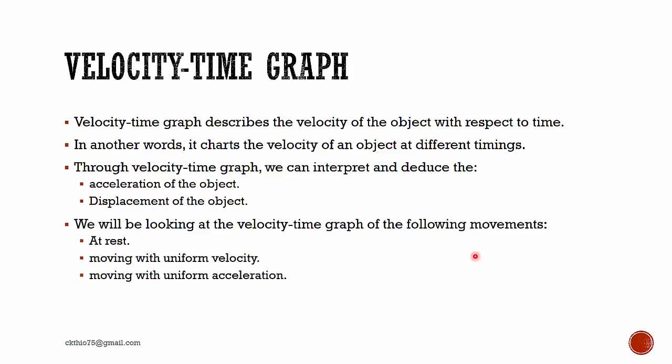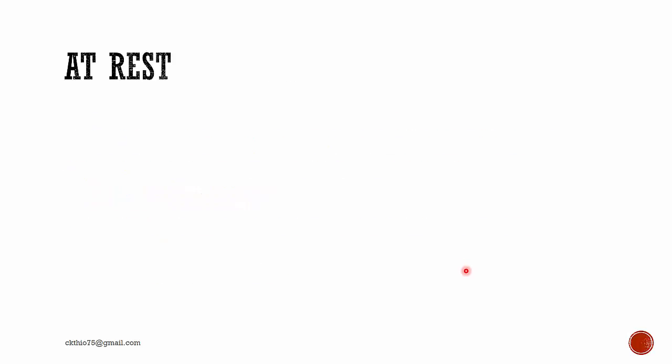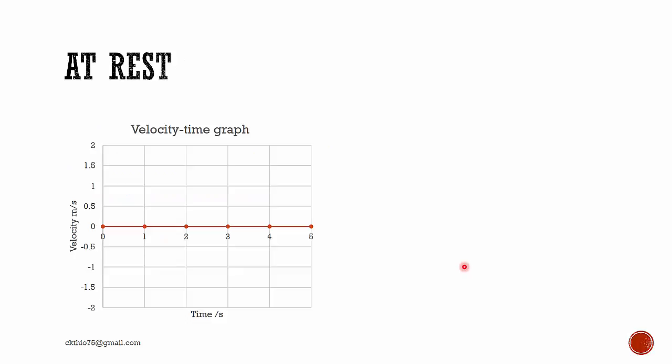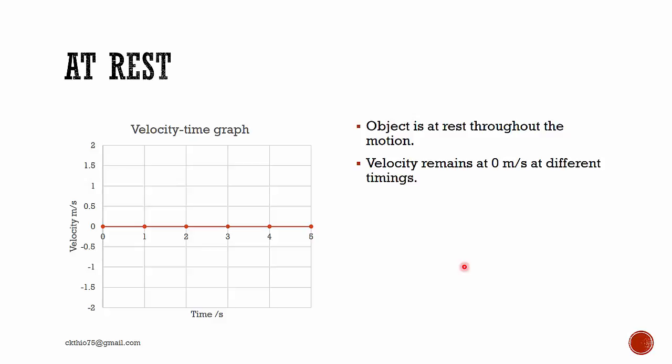So we'll be looking at the following graphs: the velocity time graph of the movement when it's at rest, when it is moving at uniform velocity, and when it's moving with uniform acceleration. At rest, it's very simple. The graph is just a flat line at 0. Why is that so? Simply because the object is at rest throughout the motion. It remains 0 at different timings, and therefore it's just a flat line at 0.